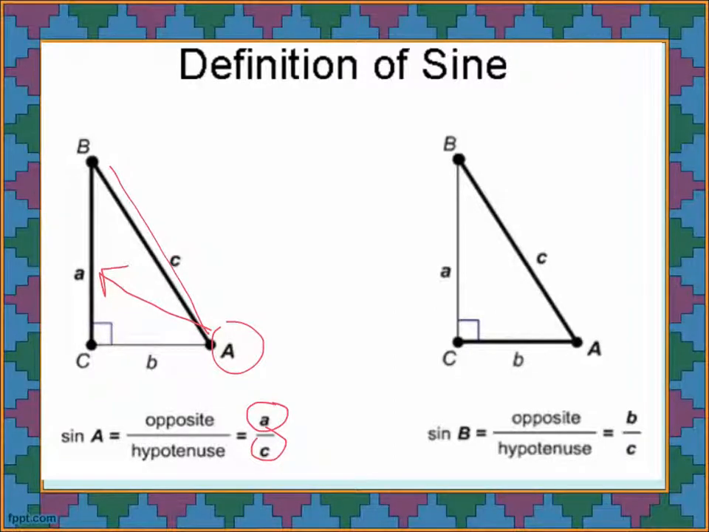If I'm looking from a different angle, this time let's check it out from angle B, my opposite would be little b, and my hypotenuse would be C. So how we answer our SOHCAHTOA questions always depends on what angle we are referencing. What angle are we referring to?